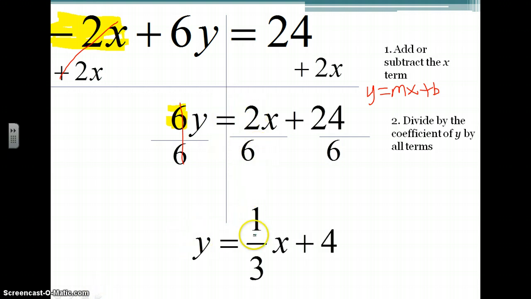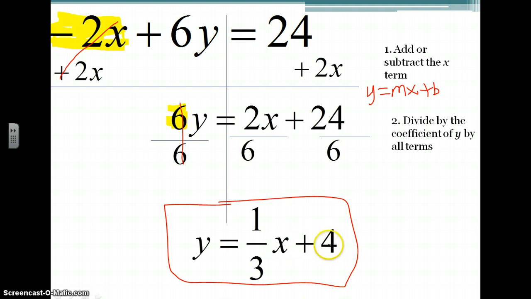2 divided by 6 gives me 1/3 x, and then 24 divided by 6 gives me a positive 4, so my answer is y equals 1/3 x plus 4. Okay, that is all for solving for y.